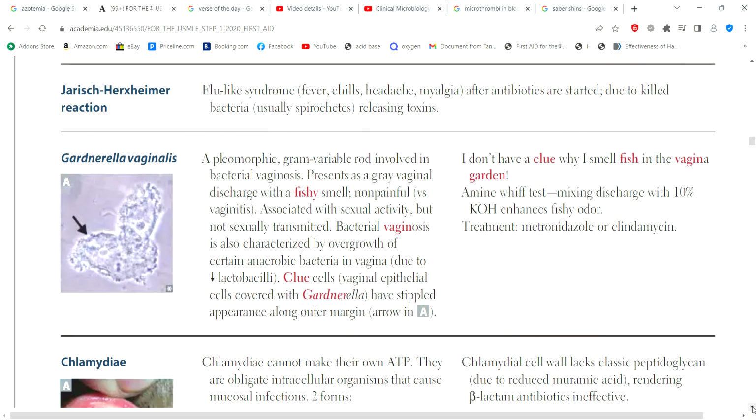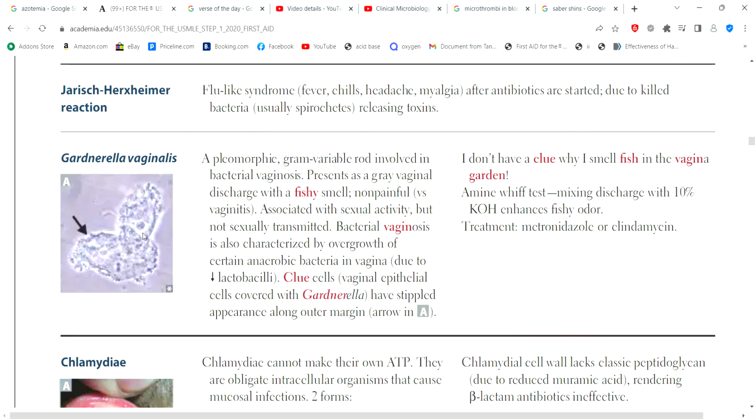Bacterial vaginosis is also characterized by overgrowth of certain anaerobic bacteria in the vagina due to decreased lactobacilli. What you see here is clue cells. You have to know what they look like. Clue cells are vaginal epithelial cells covered with Gardnerella, and they have a stippled appearance along the outer margin, seen in A right here.